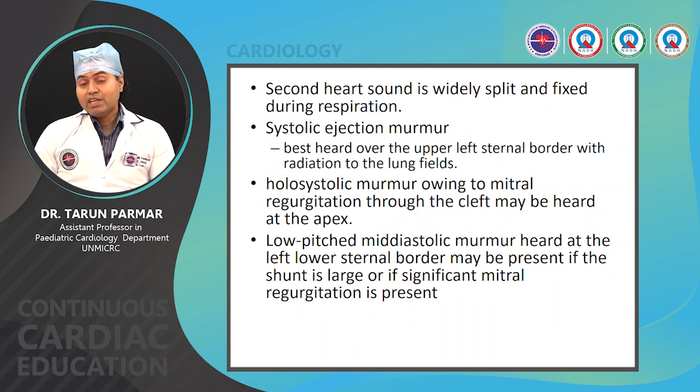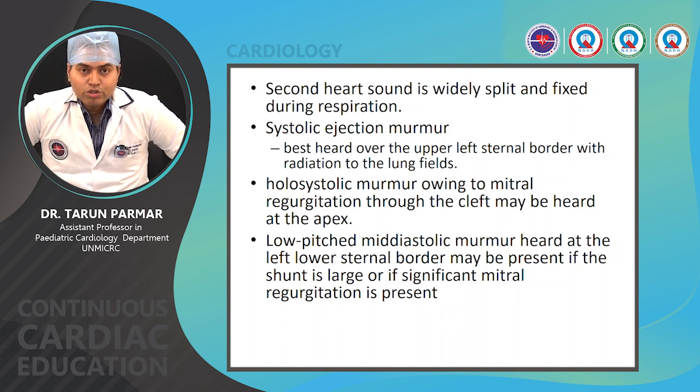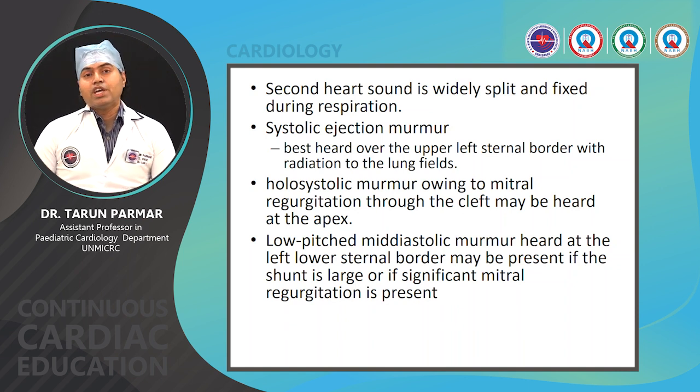The second heart sound is widely split and fixed during respiration, just like a large ASD. There is a systolic ejection murmur over the left upper sternal border radiating to the lung field, and there is a holosystolic murmur owing to the mitral regurgitation. There is also a low pitch mid diastolic murmur that is due to the increased blood flow through the AV valve.